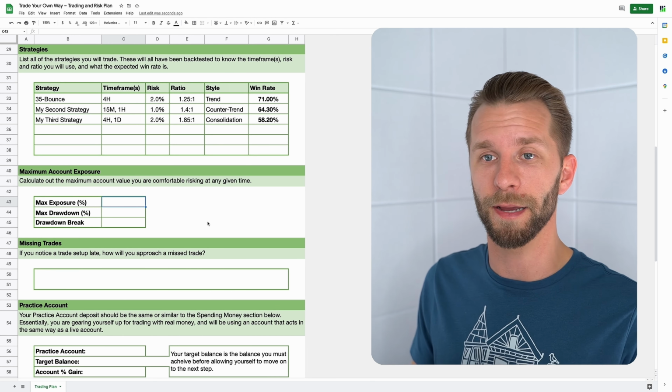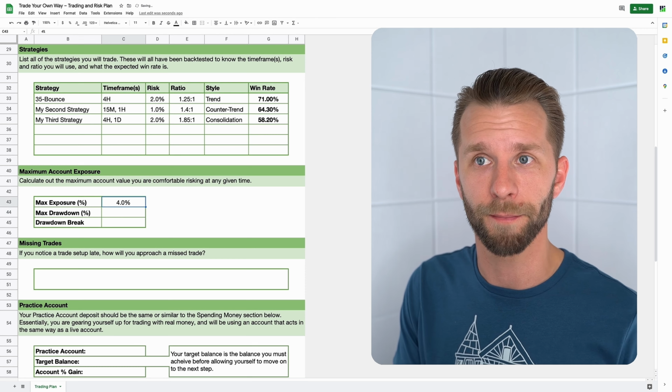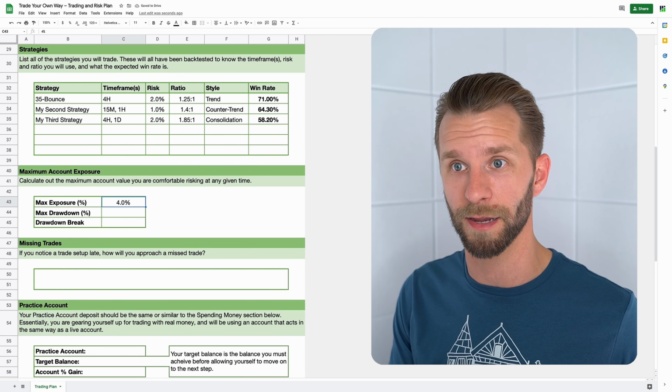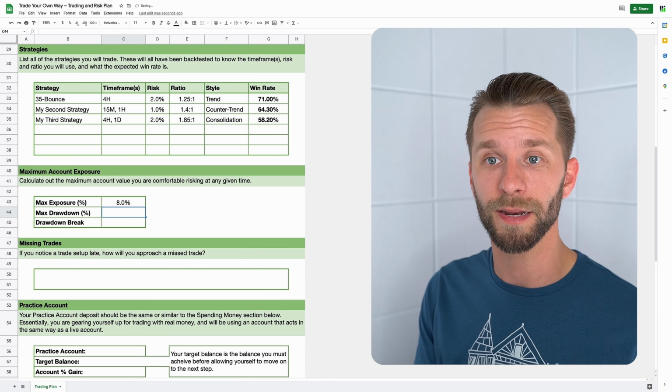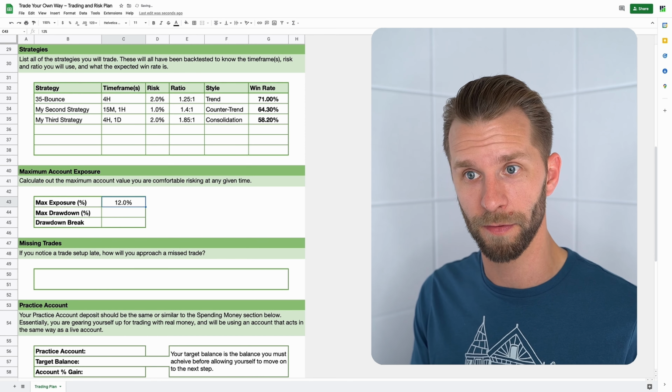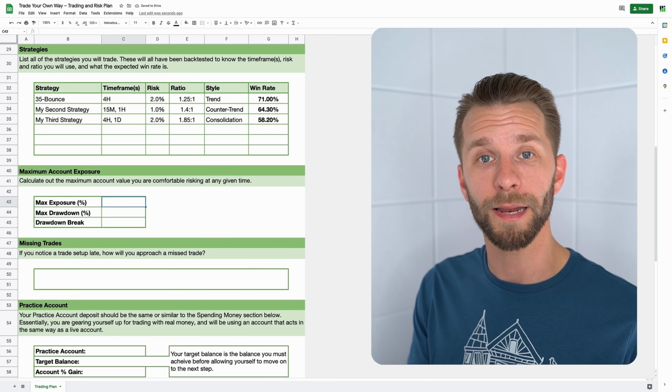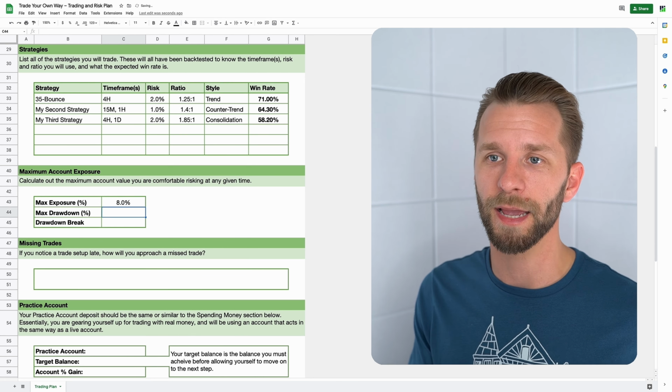It's going to be completely up to you. It could be 4%. Maybe you only want to be in 2 trades at a time. Or we could say we want to be in 10% exposure, maybe 12, maybe 15. It's completely up to you. For this example, let's say 8%.